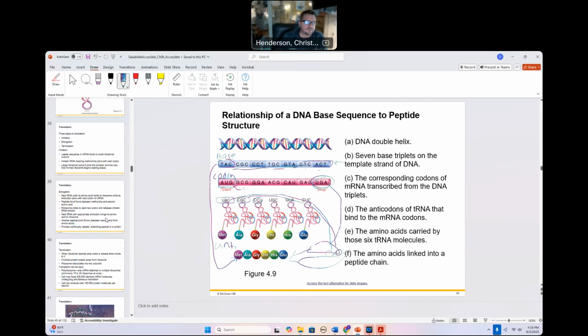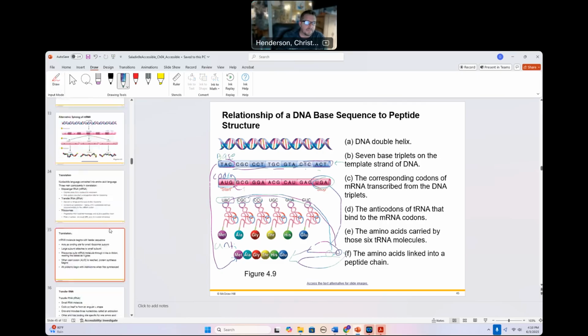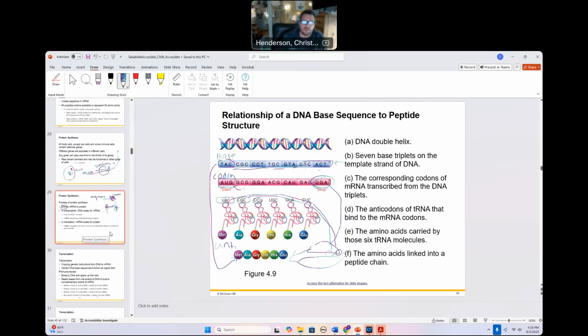Okay, so what do you need to know? What is translation? What is transcription? What's a codon? What's a base triplet? What's an anticodon? What's a start codon? What is an example of a start codon? What is an example of a stop codon?